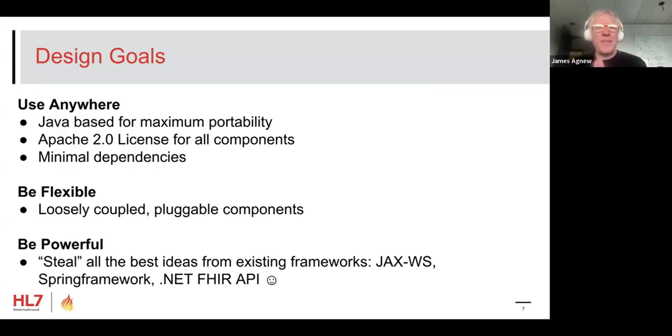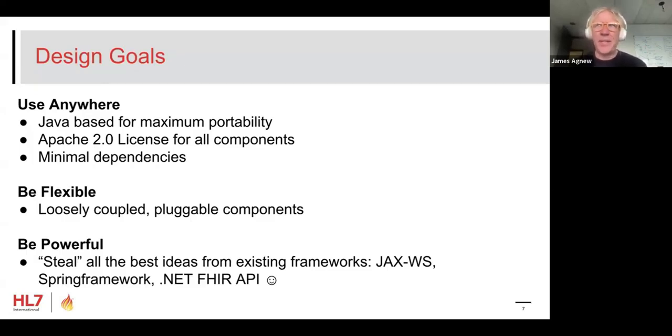First off, we believe that you should be able to use HAPI absolutely everywhere you want to use it. And in any context, in any place, on any platform, it should be usable. We are a Java-based library, and Java, of course, is a very cross-platform language. There are Java implementations for whatever architecture you want to use.